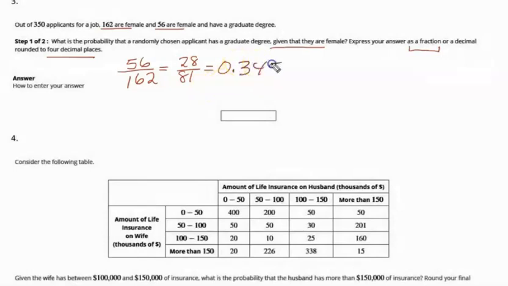3, 4, 5, 6, 7. That's kind of interesting. So with 4 decimal places, a 6 will become a 7. But that was sort of interesting, isn't it? All right, let's go on.